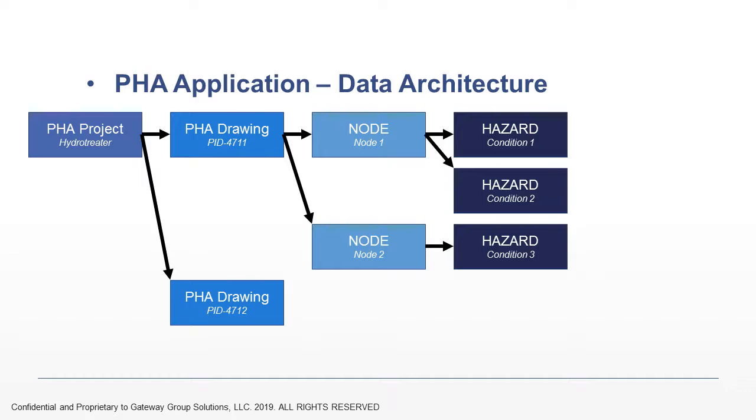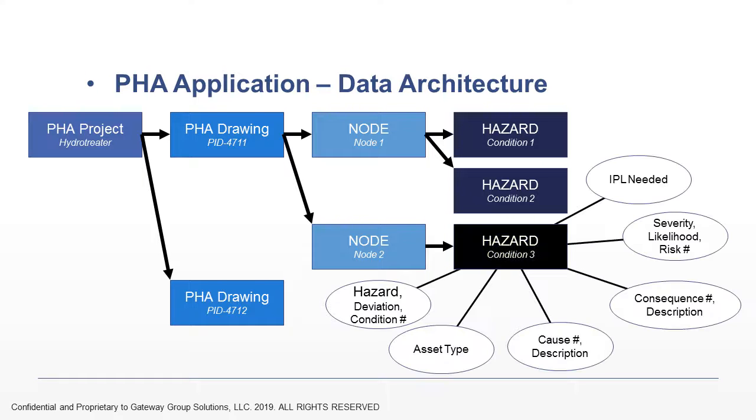A given node may have hazards associated with it. How you label the fields is up to you, and some clients call them hazards, others call them deviations, and still others call them conditions. Note that what I'm describing is the HAZOP methodology. If this were a what-if methodology, then the hazard would be replaced with the what-if question.